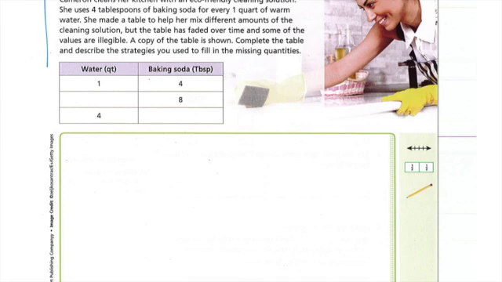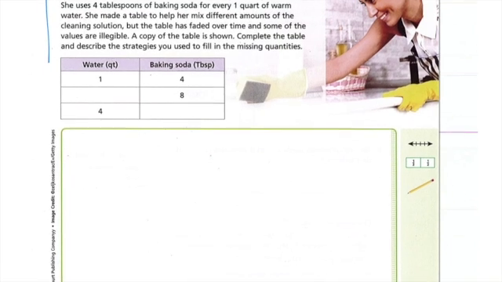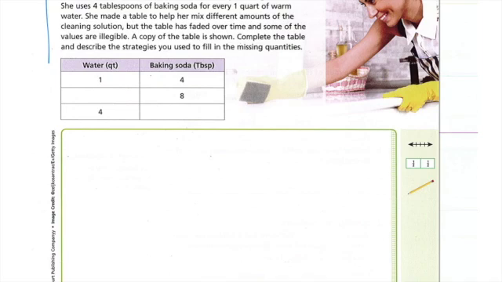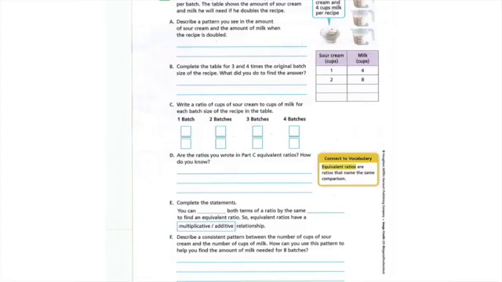So we have a table here and we're going to go, let's see, we have 1 quart of water to 4 tablespoons of baking soda. So 1 times 4 is 4, right? So then I could do 4 times 4 is 16. And I could say, okay, something times 4 is 8. If I could work my way backwards, that would be a 2. Is that what you guys did? I hope so. Let's go to the next page.